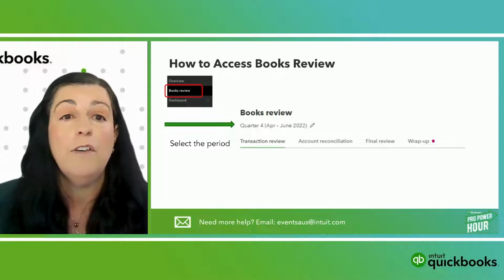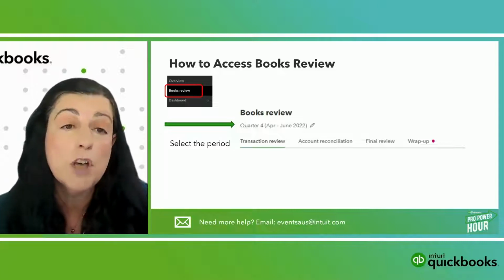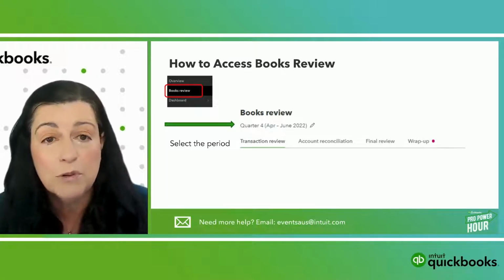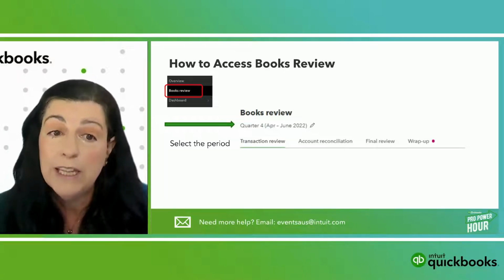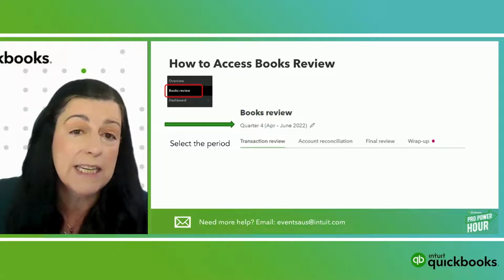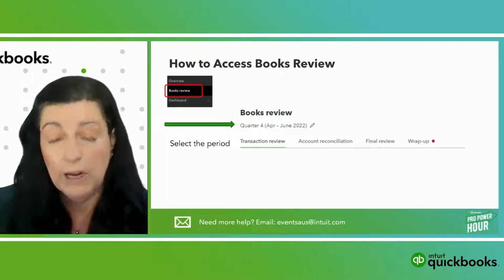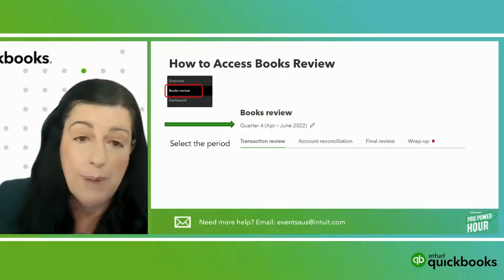So first of all, accessing books review. You should see it on the top left-hand menu. It's generally the second item down. So we've got books review, and we can then locate and identify the period that we're looking at. And what you'll see is that there's 4 tabs there. So we've got transactional review, account reconciliation, final review, and wrap up.